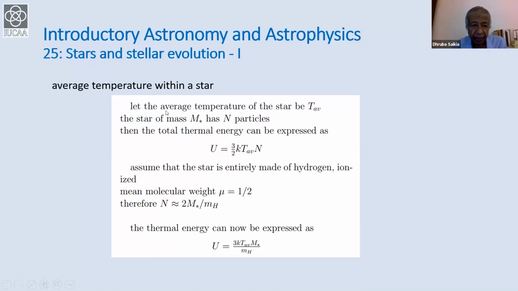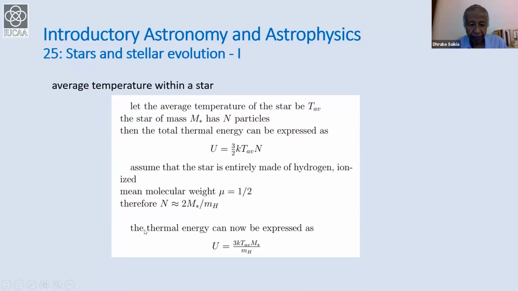Average temperature within a star, we'll express it as T average, and let's say the star of mass M star has N particles. Then the total thermal energy, because you know 3/2 kT is per particle, you multiply that by N, so you get the total thermal energy in the star: 3/2 k T average into N. For simplicity, we'll assume that the star is entirely made of hydrogen, which is ionized. So there are two particles, a proton and an electron. So the mean molecular weight is mu equal to 1/2. So the number of particles would be given by 2 into M star divided by mH, where mH is the mass of the proton.